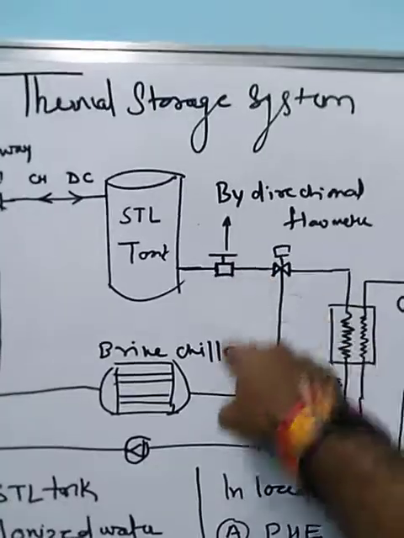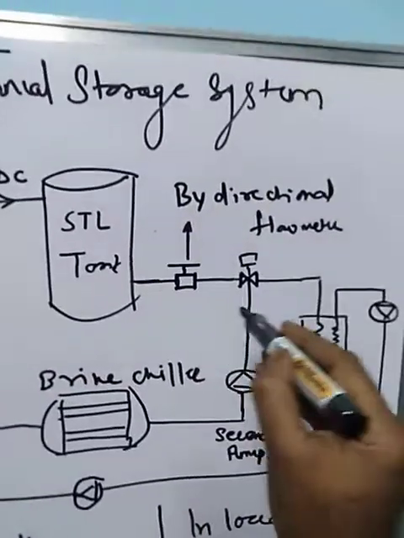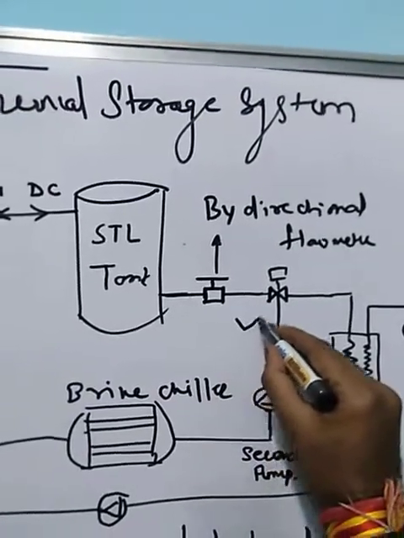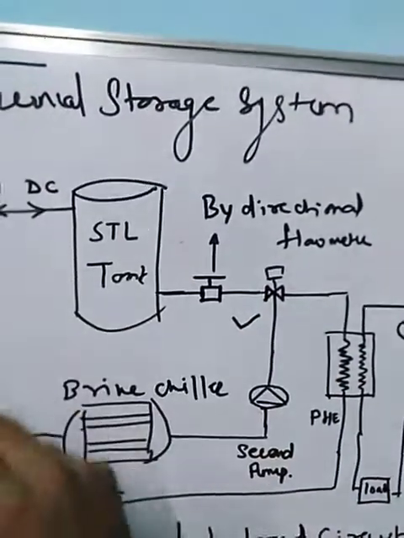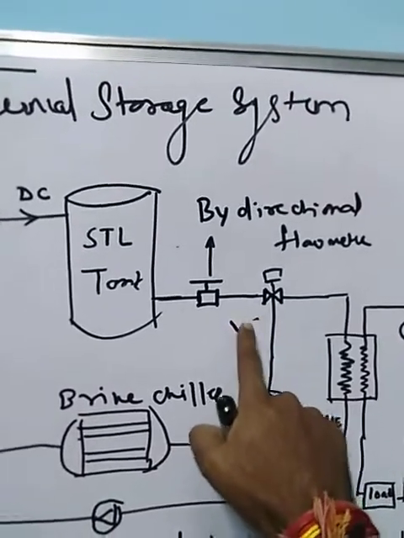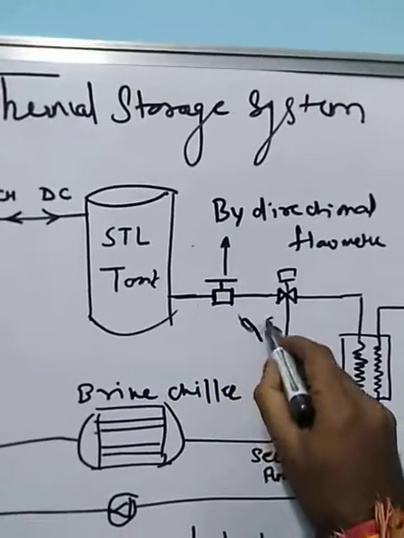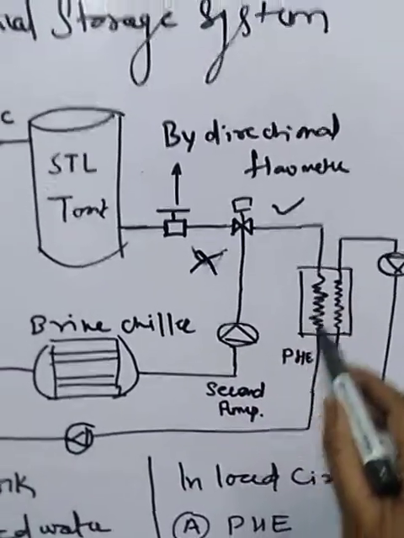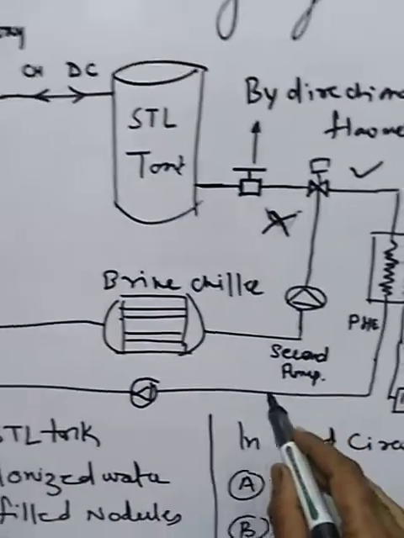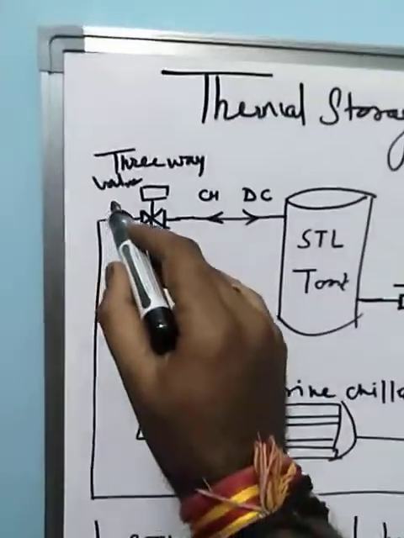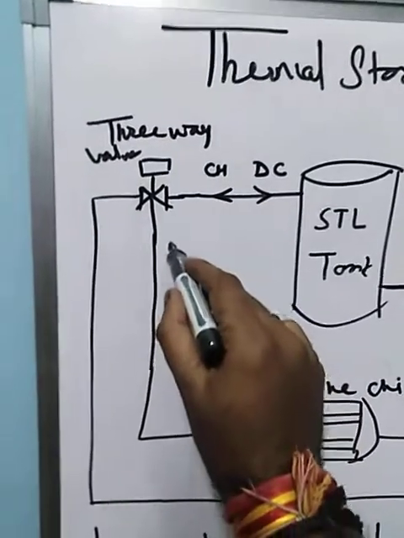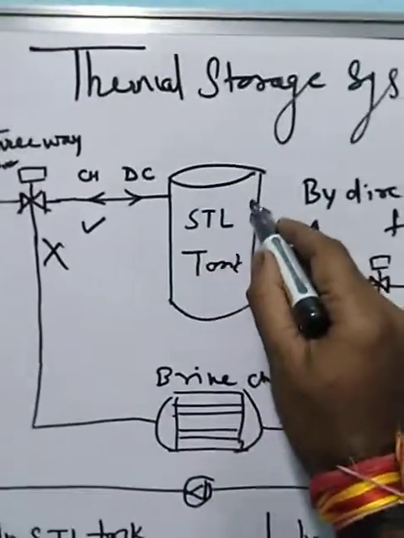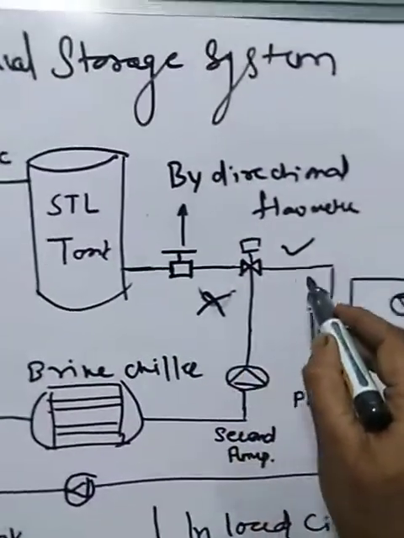Now, this is the three-way valve. What will happen to the three-way valve? This circuit will be open when the charging is going on. But the same system will be shut off and this cycle will open when the discharging is going on. Through the PHE, the brine will come to the pump again, then to the three-way valve again. Again, this circuit is off. This circuit is on. So brine will flow again like this.